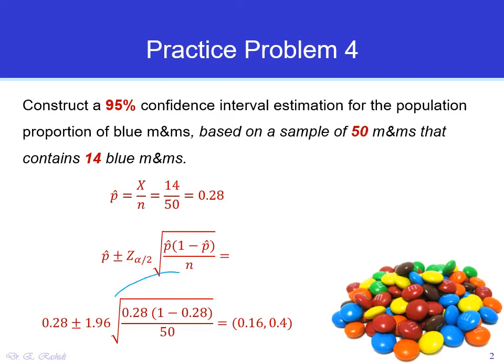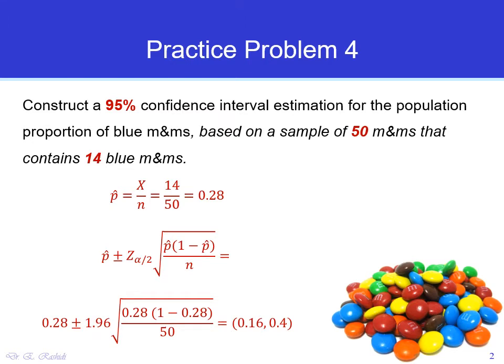And then the standard error. So this is the square root of P hat, 1 minus P hat, over N. And when we do that, we can compute the interval. The plus is going to give us the upper limit, and the minus is going to give us the lower limit. So this is a confidence interval for P.